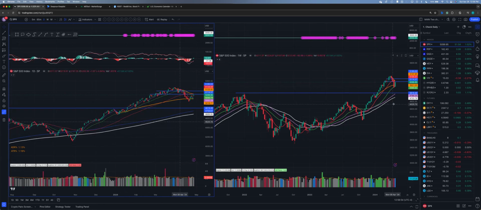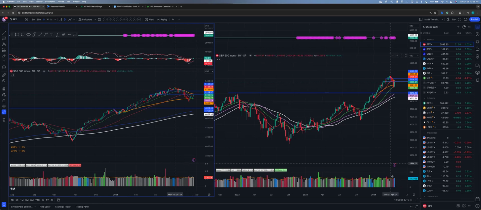Another thing to note is that we do have an inside week, but it is on higher volume. And so this next week will be extremely pivotal, especially with FOMC and a bunch of different earnings.